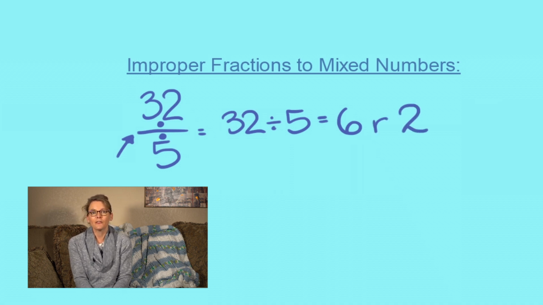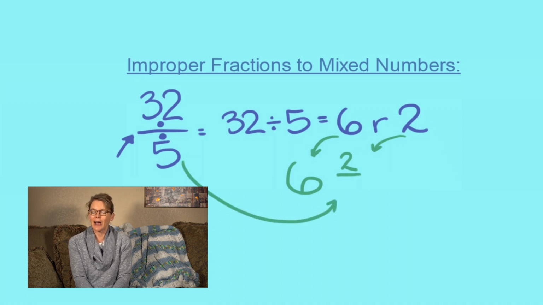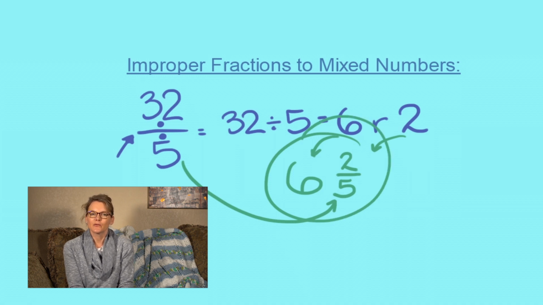You have all the information you need. We just have to put the numbers in their correct places. The 6 is your whole or big number. The remainder of 2 is the little number on top of your fraction, the numerator, then the denominator of 5 just stays the same.